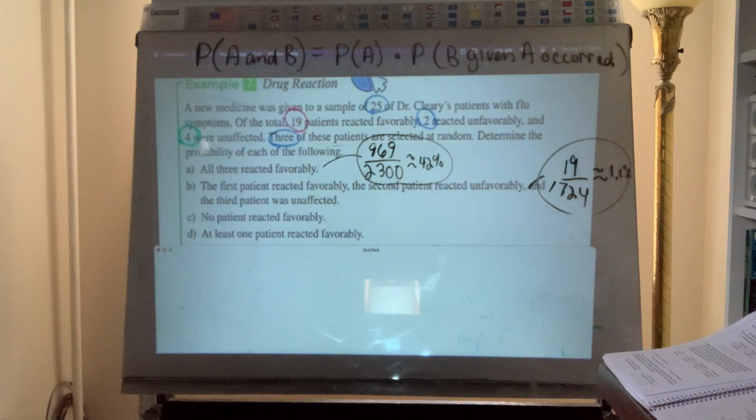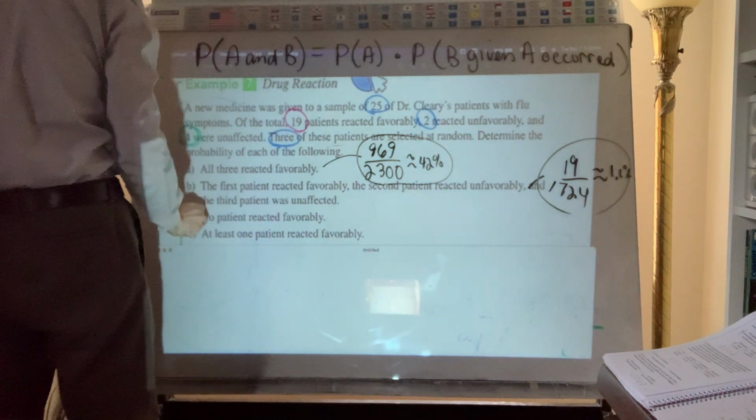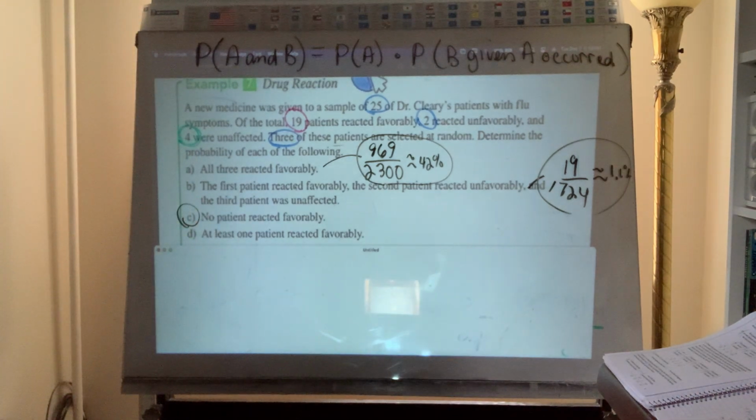Okay. Now we look at C. No patients react unfavorably.